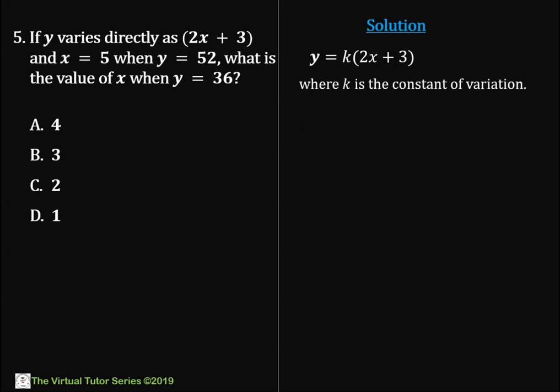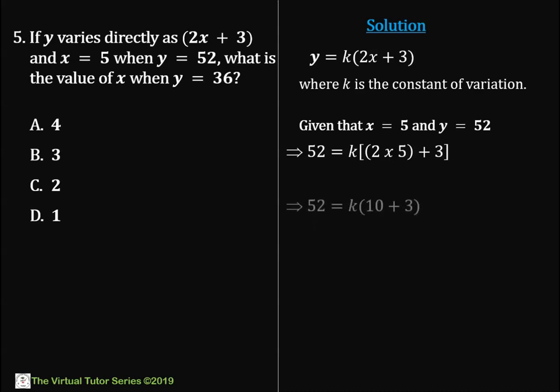Given x to be 5 and y to be 52. So let's substitute 5 and 52 into the equation and solve for the constant k. So we have 52 is equal to k[(2 times 5) + 3]. 2 times 5 is 10. So we have 52 is equal to k(10 + 3). 10 plus 3 is 13, and 13 times k is 13k.